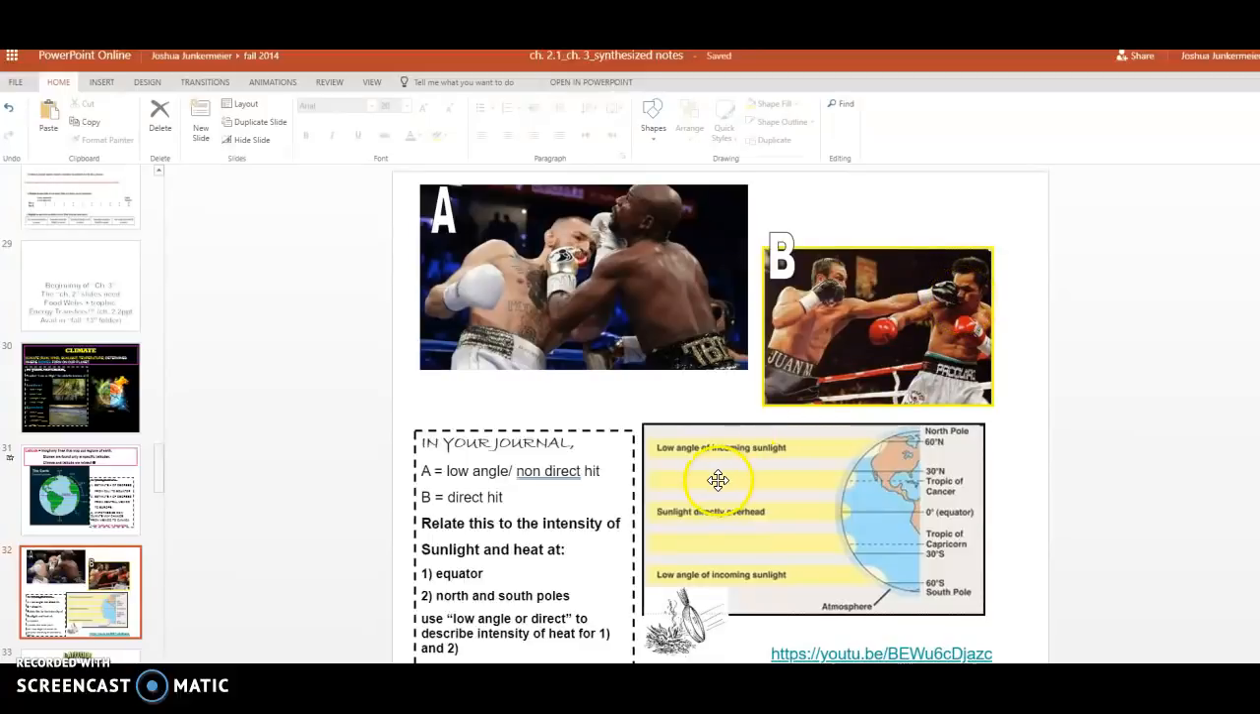We want to think about sunlight hitting the Earth in different ways too, because depending on how light hits the Earth, we see more heat or less heat in the climate. So the temperature, based on how light hits the surface, we get lower temperatures or higher temperatures, just like when a punch lands really well, it's more intense than if it doesn't hit the mark perfectly.